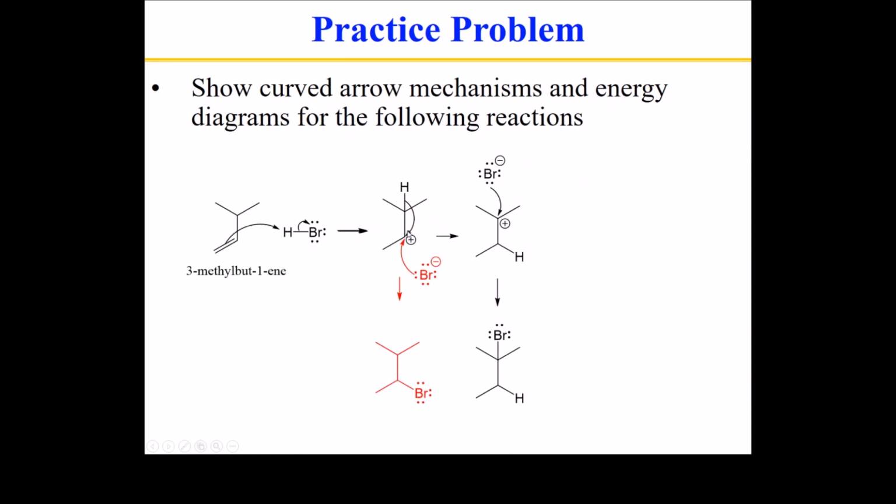In this particular example, I don't have other products. That's right, that was the review quiz where we saw all kinds of products forming. This one's a little bit more straightforward. This is the major, this is the minor. What would happen if instead of using hydrobromic acid, I used hydrochloric acid in this reaction?